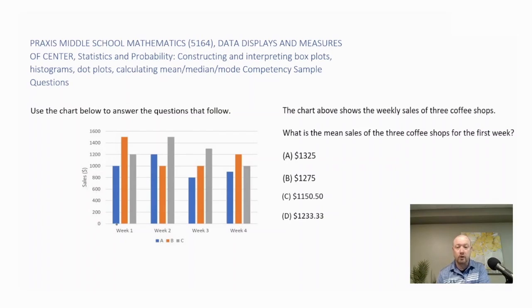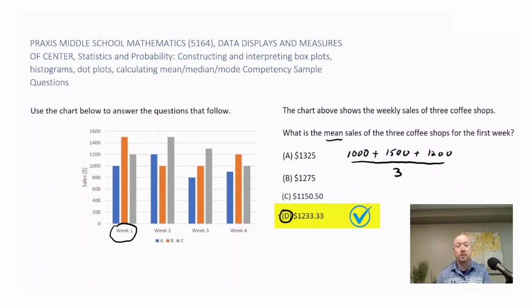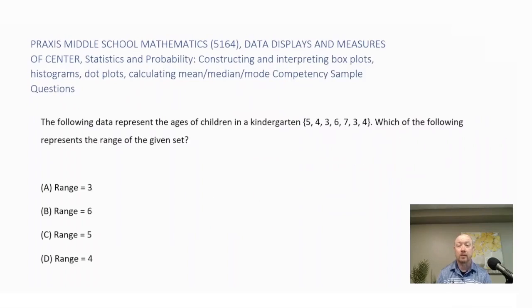We're looking at the first week, week 1, and we want the mean. So we're going to add up the totals of the blue bar, the orange bar, and the gray bar, and divide by 3. The blue bar's total is 1,000, plus the orange bar is 1,500, and the gray bar is 1,200. We're going to use our calculator and divide that by 3. If we calculate that correctly, we're going to get choice D, $1,233.33.